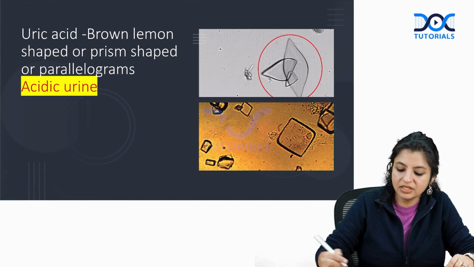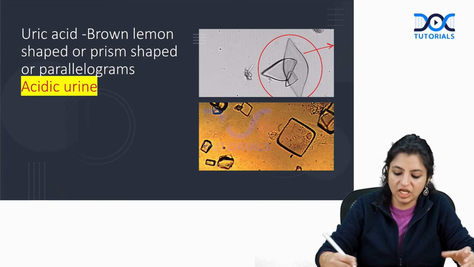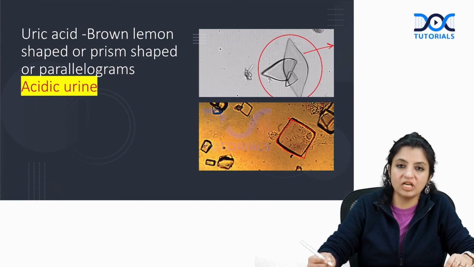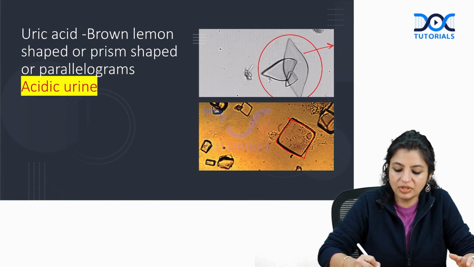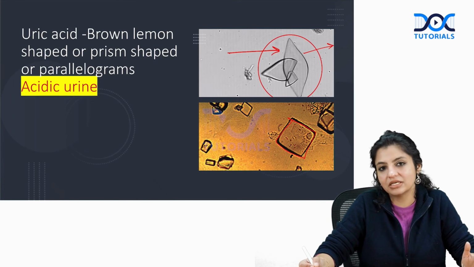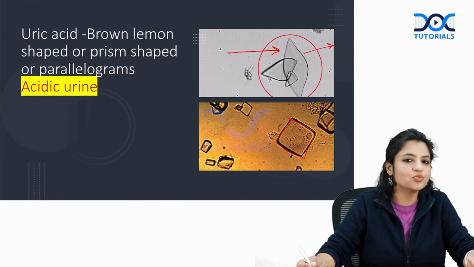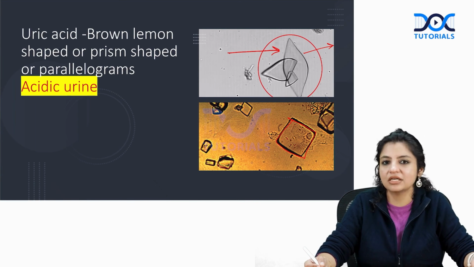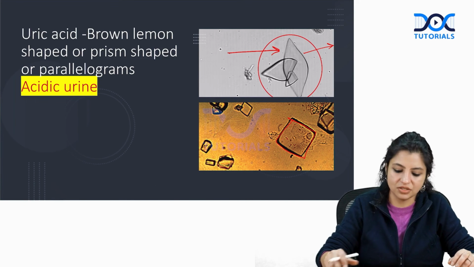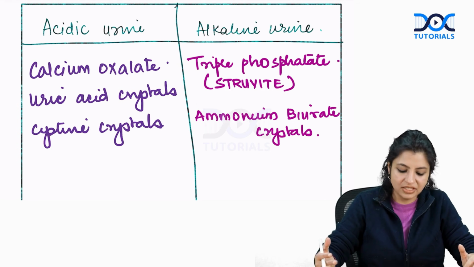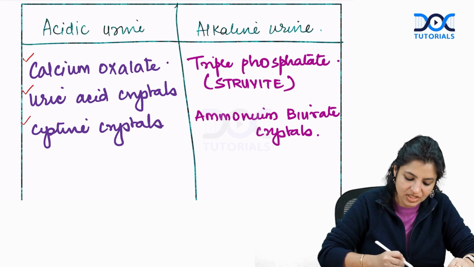Uric acid crystals are typically like the image that I showed you. They can be lemon shaped like this. They can be prism shaped. They can be parallelogram. So these are the uric acid crystals, and remember the image like this. These are typical uric acid crystals and they're typically seen in acidic urine. So what are the crystals found in acidic urine apart from uric acid crystals? That's another question that can be asked to you. The crystals seen in acidic urine are calcium oxalate crystals, uric acid crystals and cysteine crystals.